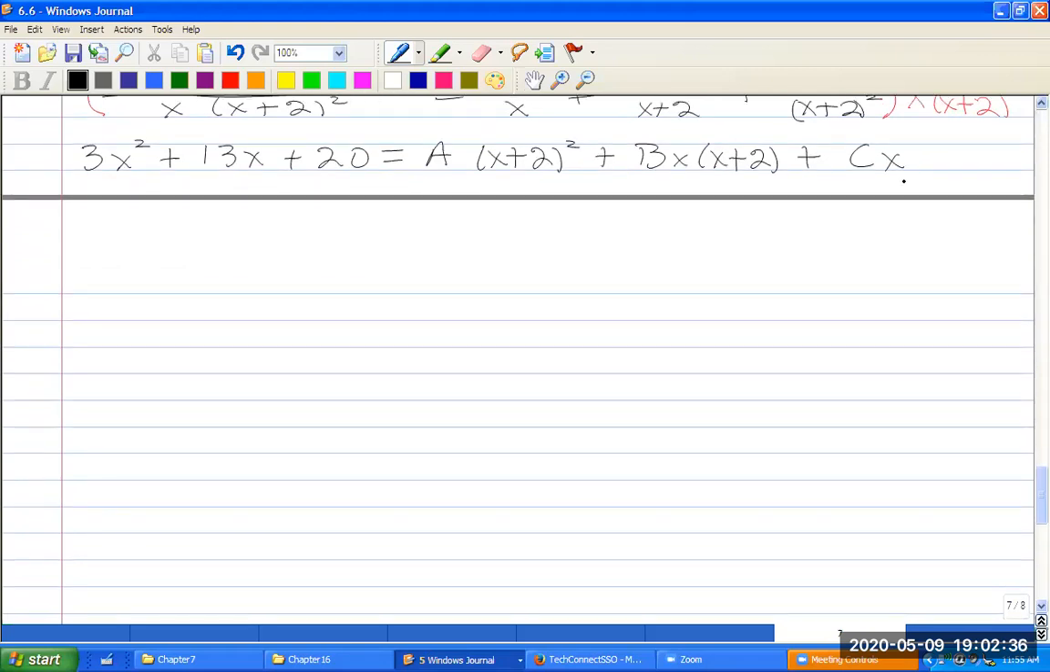Let's try to make some things 0, so that x equals 0. If you let x equal 0, you have 20 is equal to 2 squared for a plus a whole bunch of zeros. So a is equal to 5. That makes my life good.